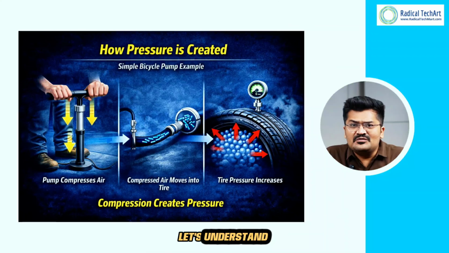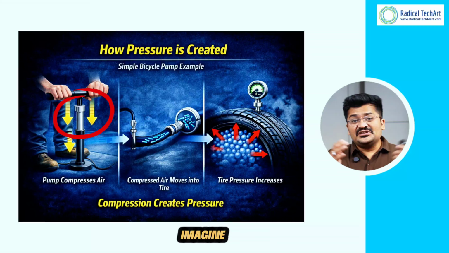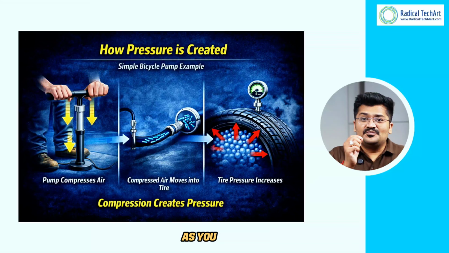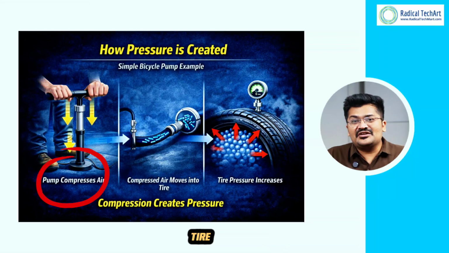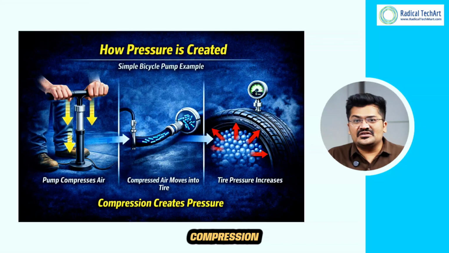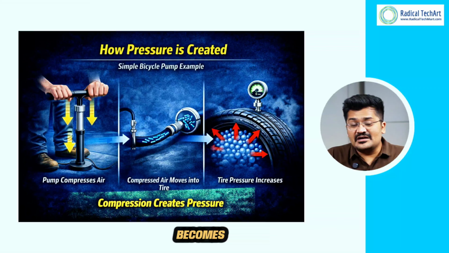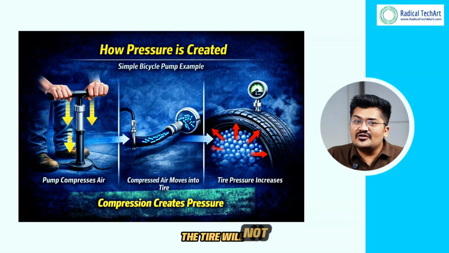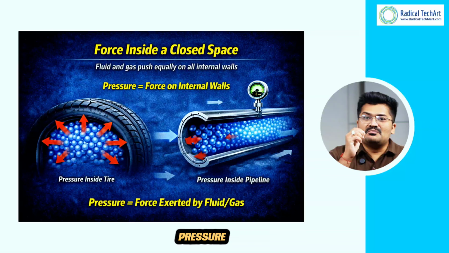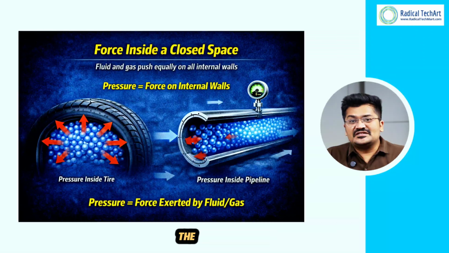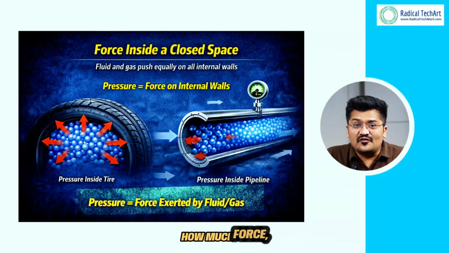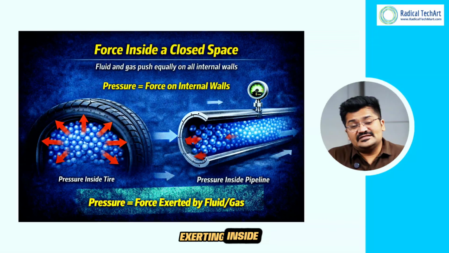So now let's start with what is pressure. Let's understand pressure with a very simple example. Imagine you are pumping air into a bicycle tire using a pump. As you pump air, the air inside the tire becomes compressed. This compression creates pressure. If pressure becomes too high, the tire may burst. If pressure is too low, the tire will not function properly. So, pressure must be monitored and controlled. The same concept applies to industrial systems. Pressure tells us how much force a fluid or gas is exerting inside a system.